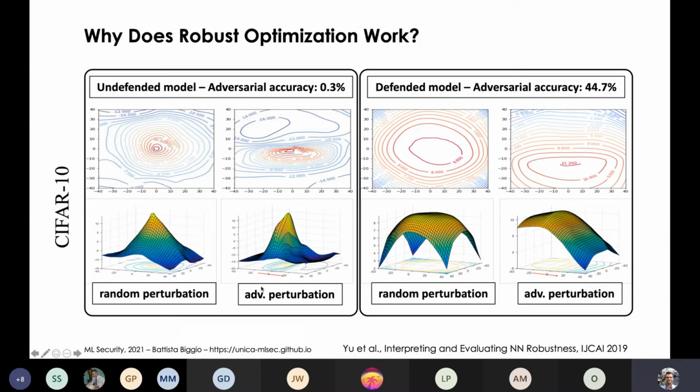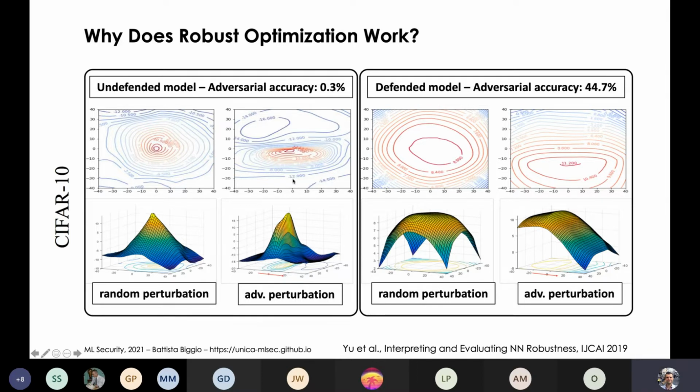Typically, what you do is you pick a point. Your sample is at the center of the figure here. Then you compute the gradient, and this is going to be the adversarial perturbation. So that's going to give you a direction, right? The other direction is just picked as a random direction, which is orthogonal to this one. So that's how you select the other axis. And then on this plane, you plot the loss function, or, let's say, the support for the given class.